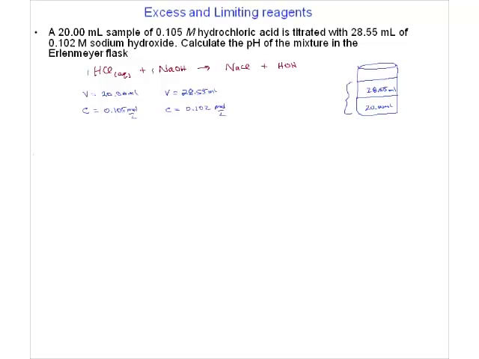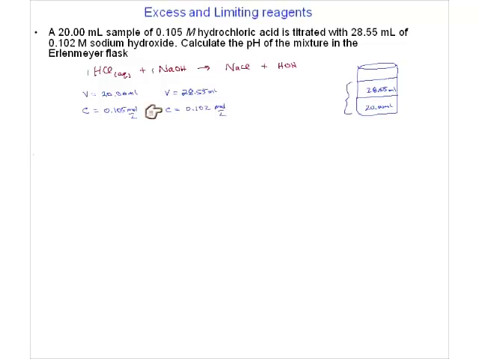We write down what we're given and what we need to find. So we're given the volume of hydrochloric acid, the concentration of hydrochloric acid, the volume of sodium hydroxide, and the concentration of sodium hydroxide. So the next thing we've got to do is get your moles. In order to do stoichiometry, you've got to get your moles. So the question is, well, which one do we use?